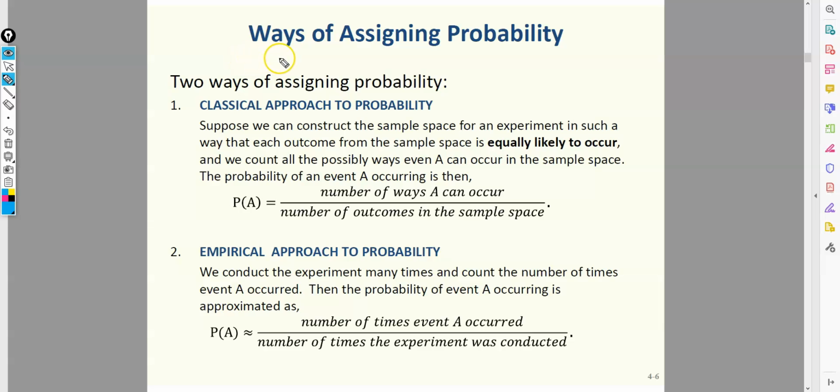In this video, we're going to take a look at some basic probability examples. Now, there are two ways of assigning probability. The first approach is what's called the classical approach to probability.